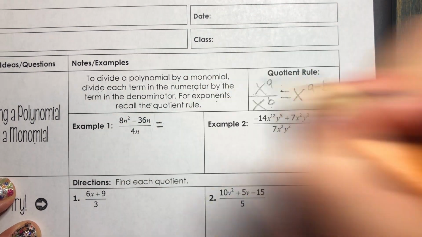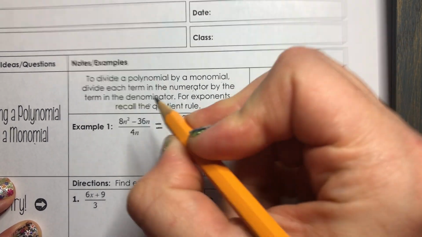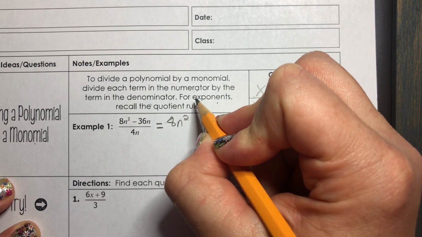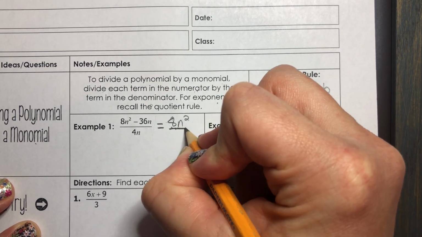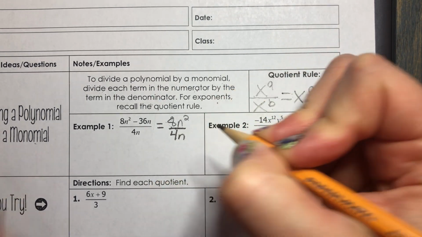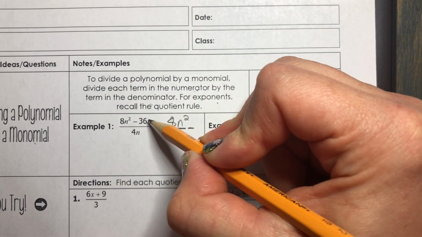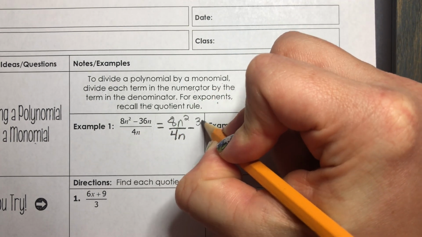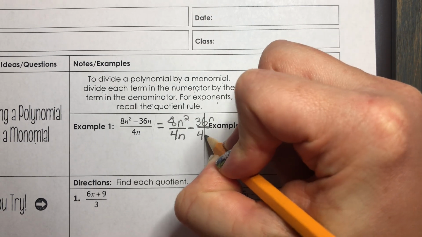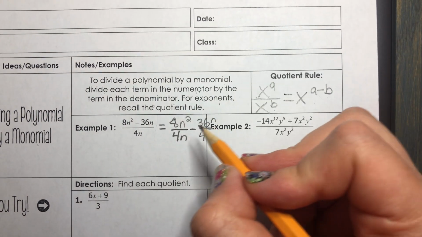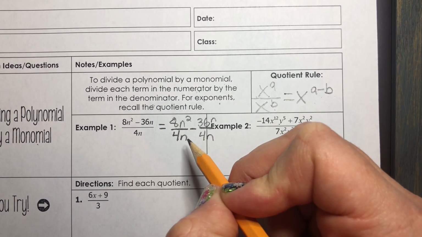What this first example looks like, if I were to break this up, is you have an 8n squared. That's one term. And it says up here, divide everything in the numerator by the term in the denominator. So we're going to take that 8n squared, I'm just breaking up the problem that we have, and you're dividing it by 4n. The other thing you're going to divide is the 36n by 4n. That'll be a minus in front of it, so that's 36n divided by 4n. I'm not just making up another 4n, I'm just showing you that both of these terms in the numerator have to divide by the denominator.